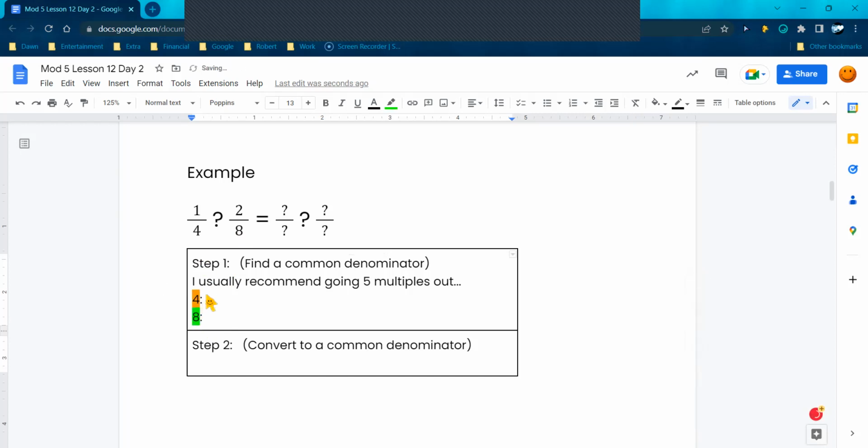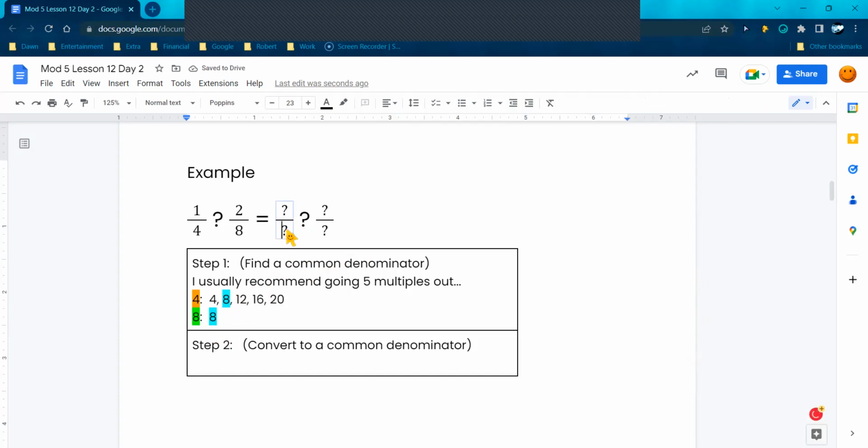Now, when I'm finding this, so I don't have to write out all my multiples, I always go out by 5. So right here, I'm going to go 4, 8, 12, 16, and 20. If you notice, I went out 5 numbers. And then I'm going to take this 8. I'm going to start 8. I can stop because I see that there's an 8 here. So I'm going to go ahead and quick highlight my 8, you guys. This is telling me this is my common denominator.